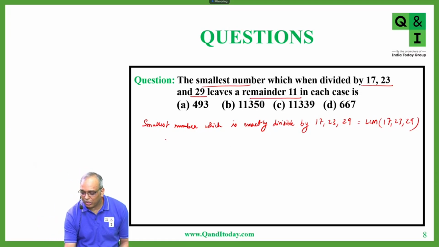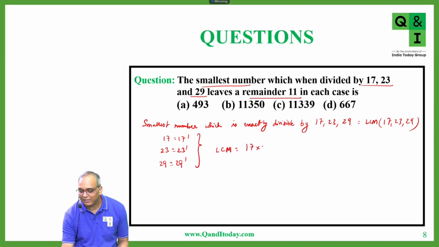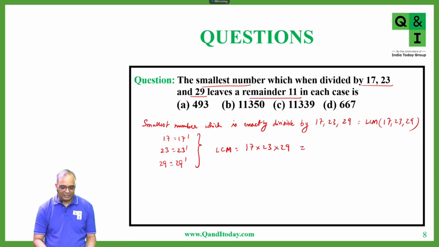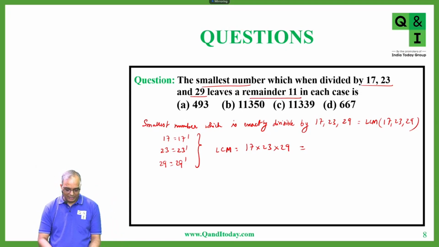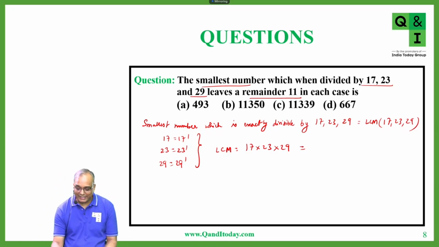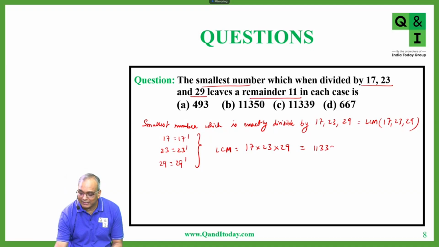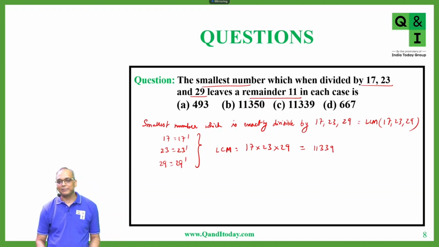Because by prime factorization, we know 17 is equal to 17 to the power 1, 23 can be written as 23 to the power 1 and 29 as 29 to the power 1. So here LCM will be equal to 17 into 23 into 29. You have to multiply all the factors with highest power. So if you multiply 17, 23 and 29, you will get 11339 as your LCM, right?